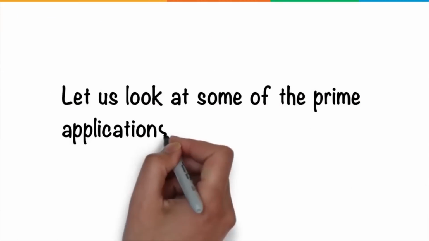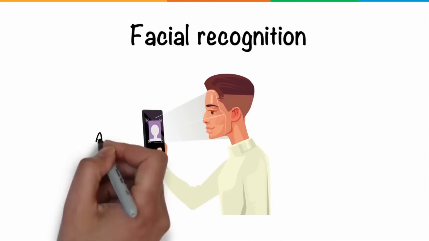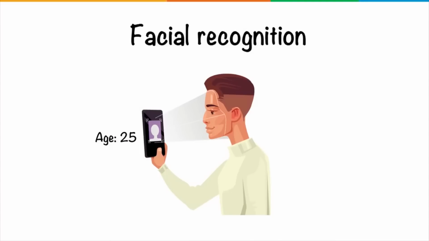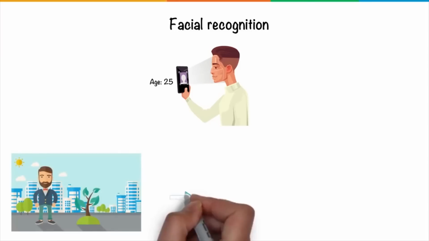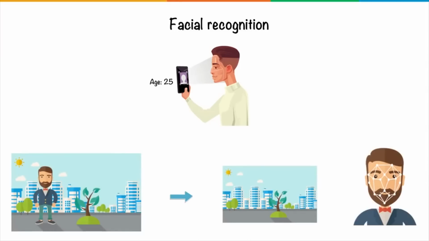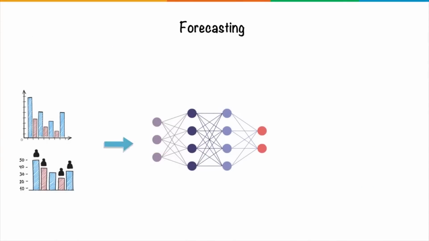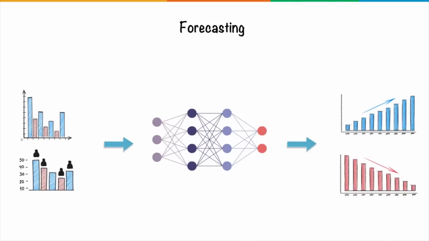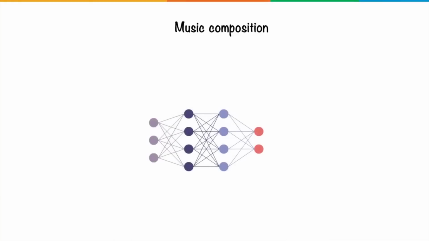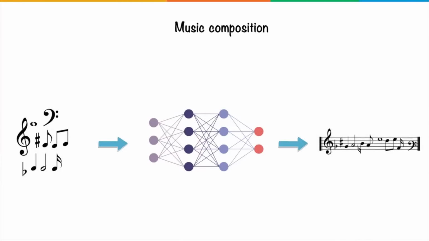Let us look at some of the prime applications of neural networks. Facial recognition. Cameras on smartphones these days can estimate the age of the person based on their facial features. This is neural networks at play, first differentiating the face from the background and then correlating the lines and spots on your face to a possible age. Forecasting. Neural networks are trained to understand the patterns and detect the possibility of rainfall or a rise in stock prices with high accuracy. Music composition. Neural networks can even learn patterns in music and train itself enough to compose a fresh tune.